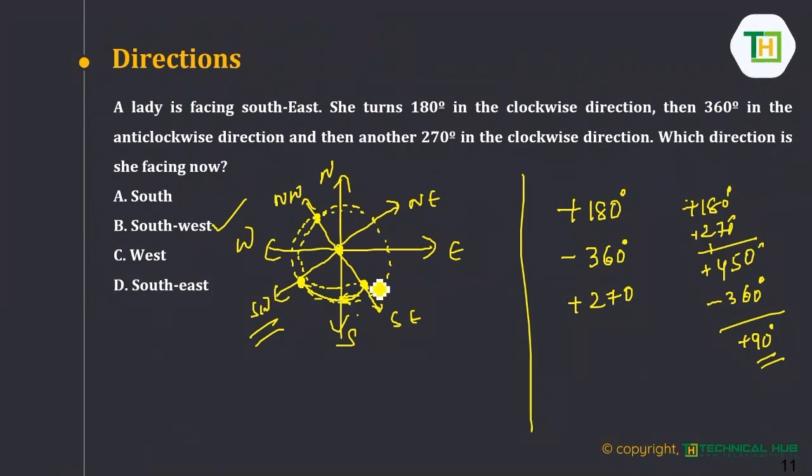Okay. So plus 90 degrees means in this position, so plus 90 means southwest. Using the diagram also, the answer is southwest.